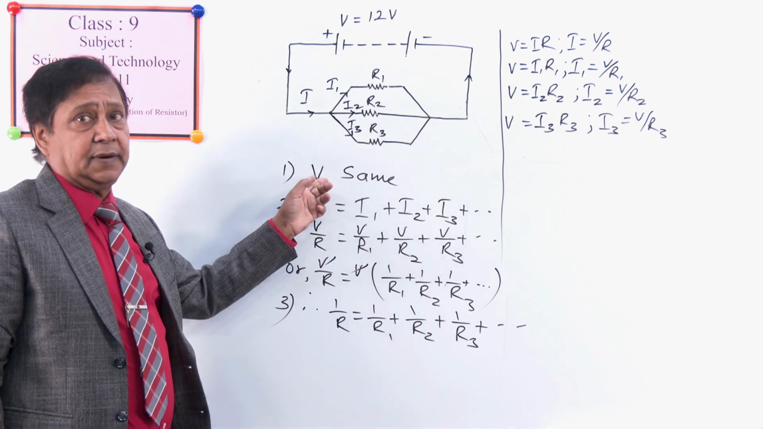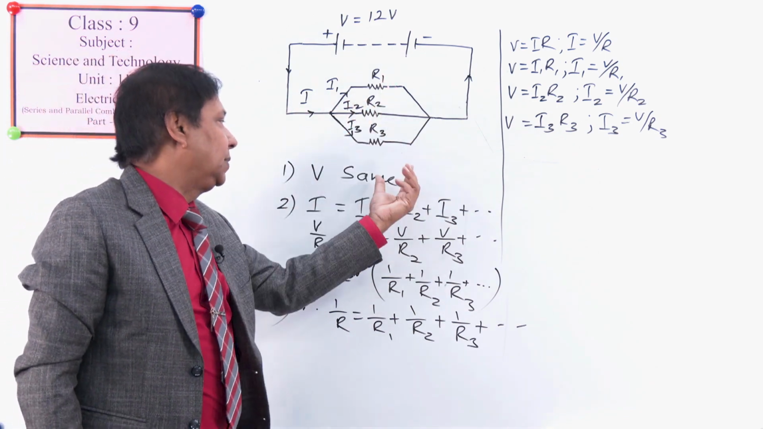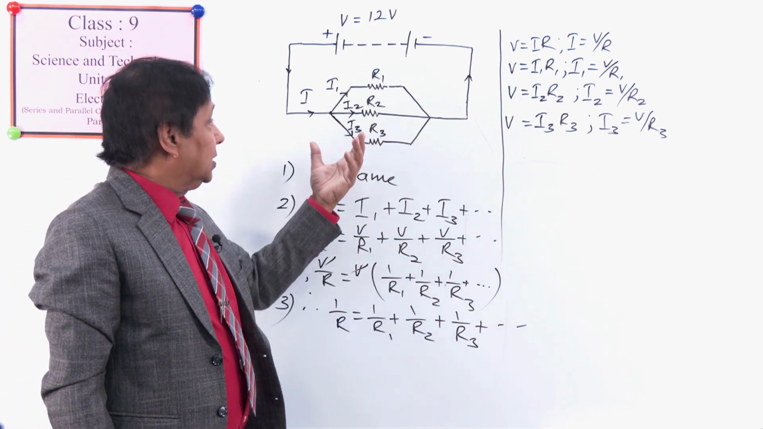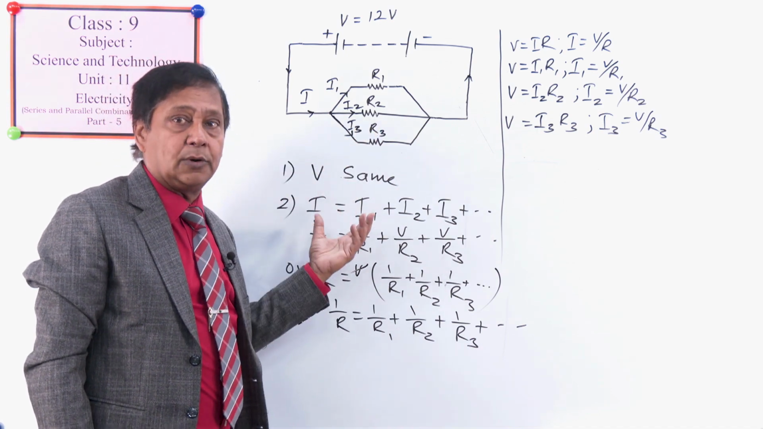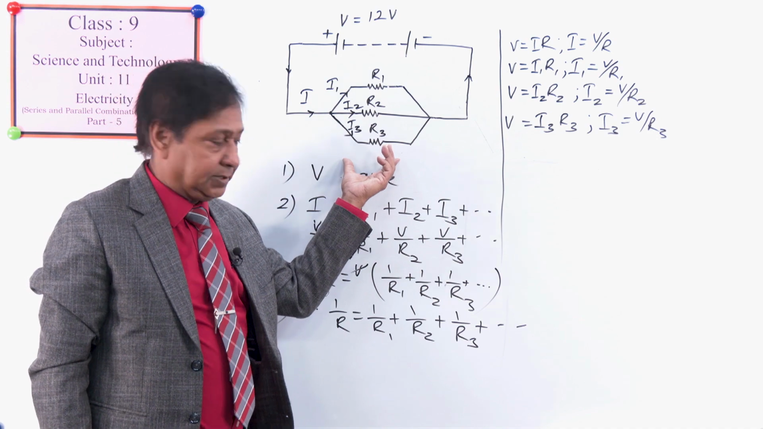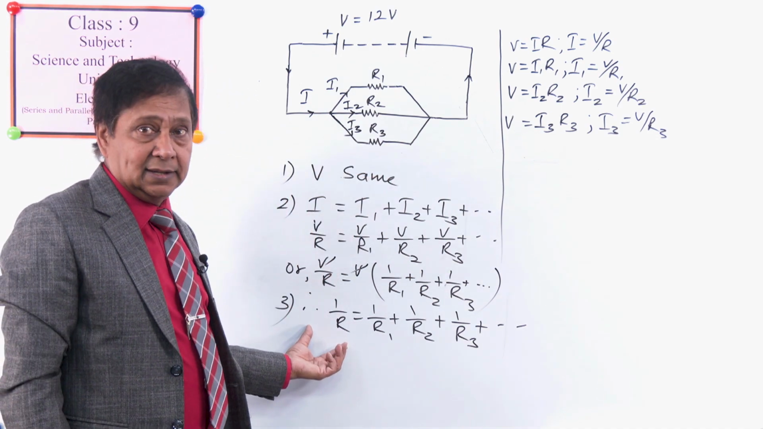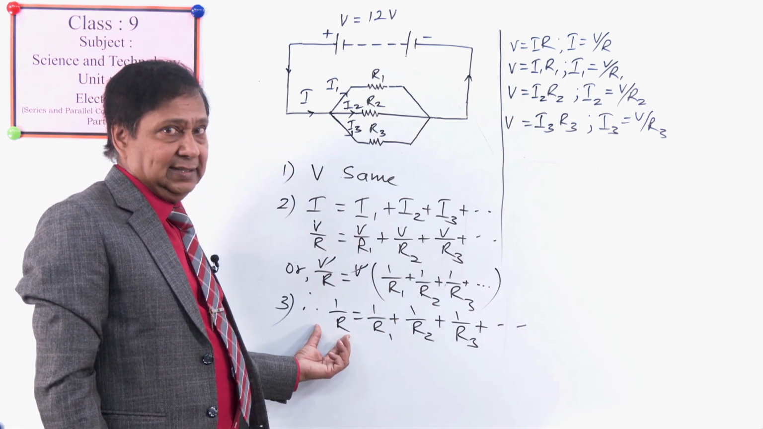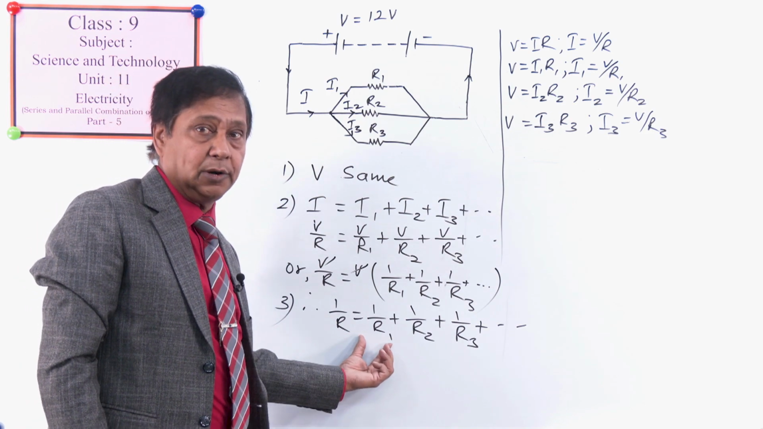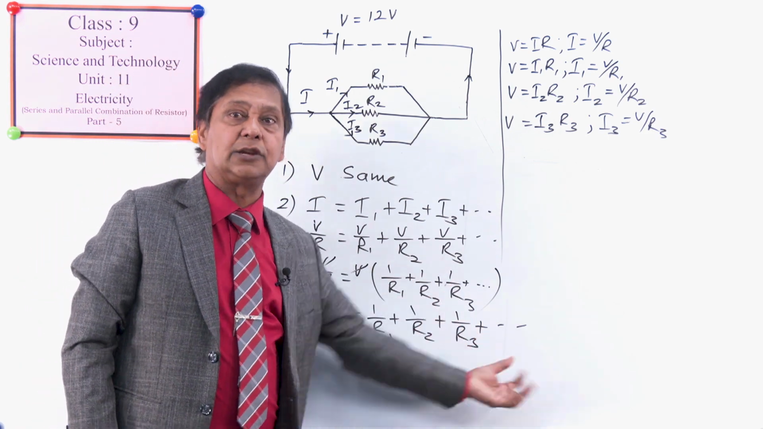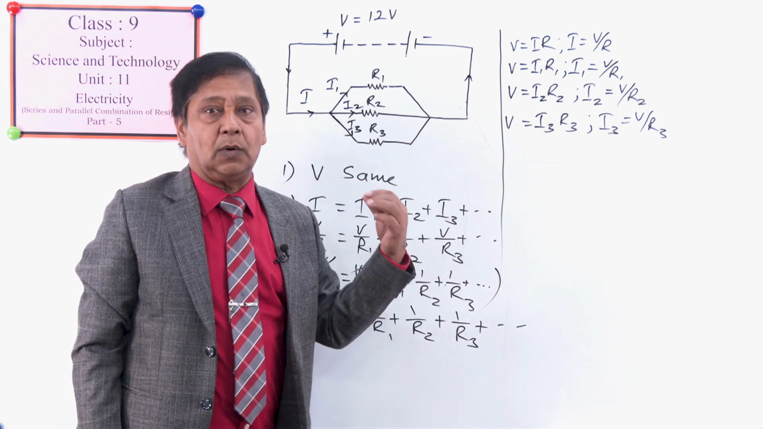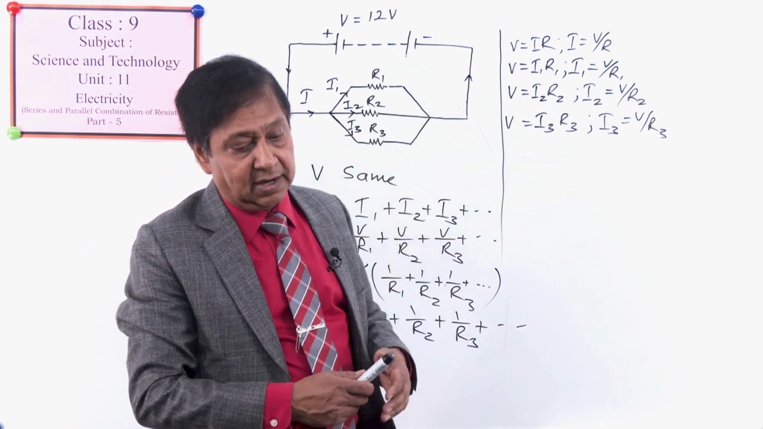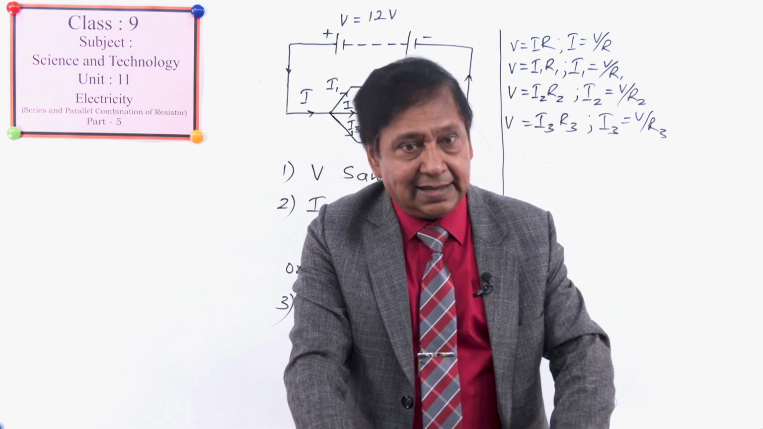I told about potential difference. What will be the effect of this combination on potential difference? It remains same. What will be the effect of this combination on the current? Total current is equal to sum of the current flowing through each of the resistor. Now, third conclusion is about total resistance. 1 by R means reciprocal of the total resistance. Reciprocal of the total resistance is equal to sum of the reciprocal of the individual resistance. It means 1 by R equal to 1 by R1 plus 1 by R2 plus 1 by R3 and so on.